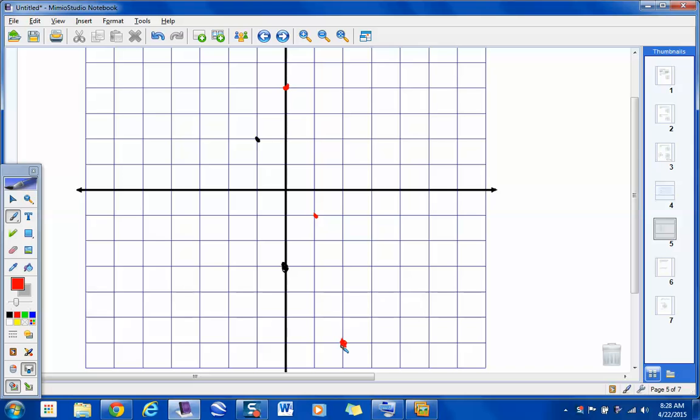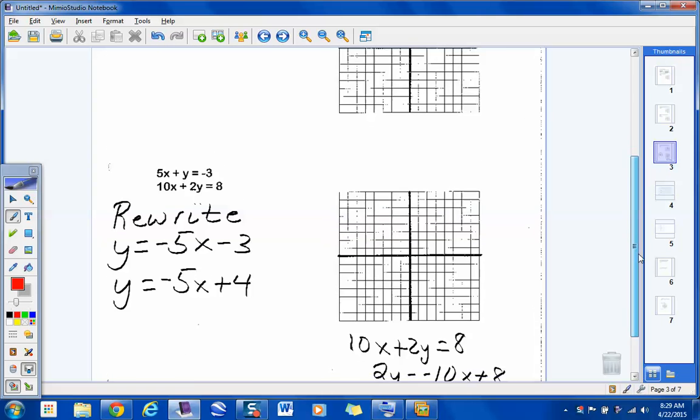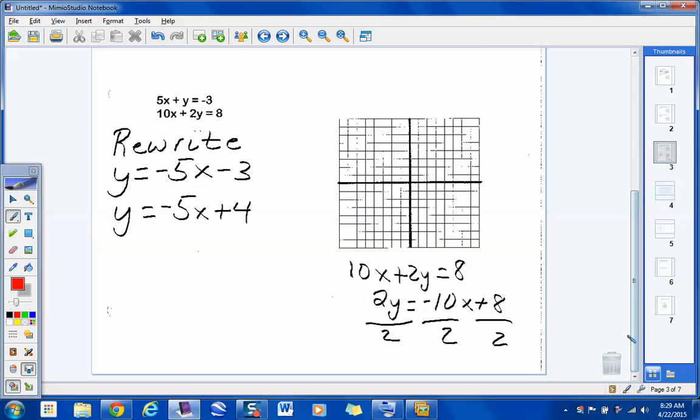What do you guys think? Parallel lines, right? So we're going to simply say no solution. The lines are parallel, so therefore we'll say no what? No solution, right? Okay, you guys have that down?